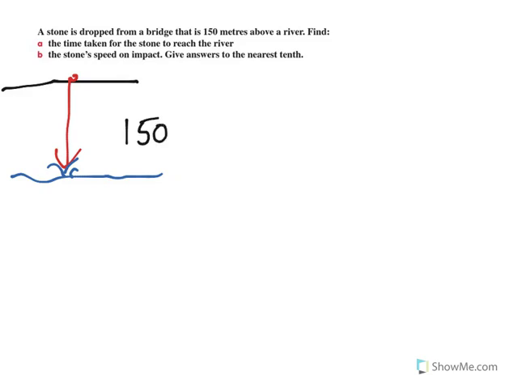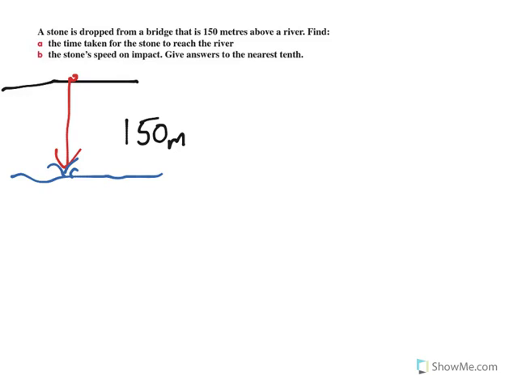Okay, so here's our first example. A stone is dropped from a bridge 150 metres above the river. Here's our bridge, and here's our stone. It goes down here and splashes. So that's 150 metres up there. Find the time taken for the stone to reach the river.